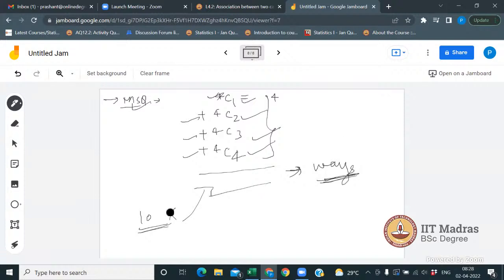Suppose you got this one, what will be this one? It will be 4. It will be 6. It will be again 4, and it will be 1. It will be 15. Okay.